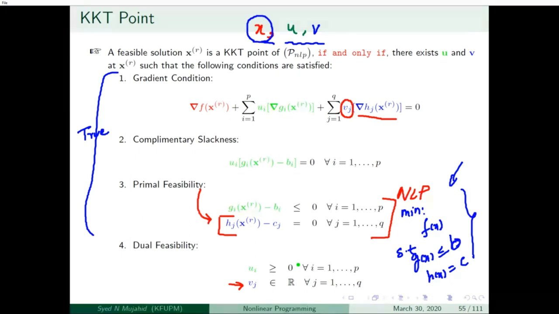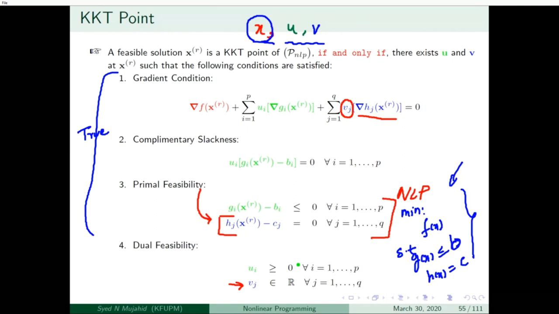So once again, how is the KKT point related to unconstrained optimization, and what is the similarity? KKT point is similar to something in unconstrained optimization. Similar to the critical point. Yes, KKT point is like the critical point for unconstrained optimization. In fact, you can say KKT point is the critical point for constrained optimization. And when do you say the point x is KKT? It satisfies all these four conditions.